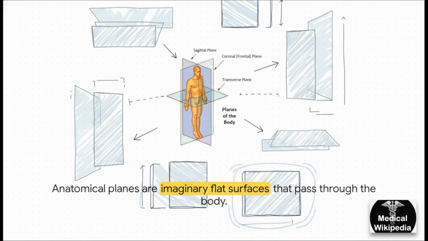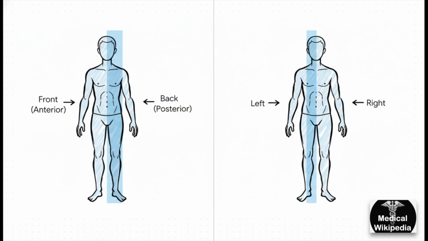Okay, so now that we have our reference point set, we can start to slice into the body to see what's inside. We do this virtually, of course, using 3 imaginary flat surfaces we call anatomical planes. I want you to think of them kind of like panes of glass that let us see the body from different angles.